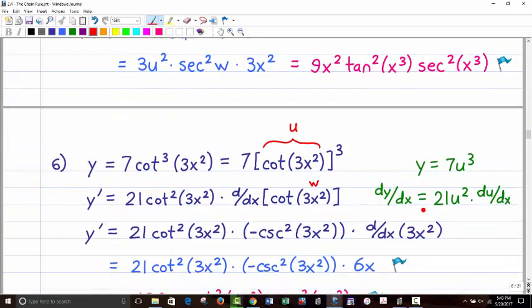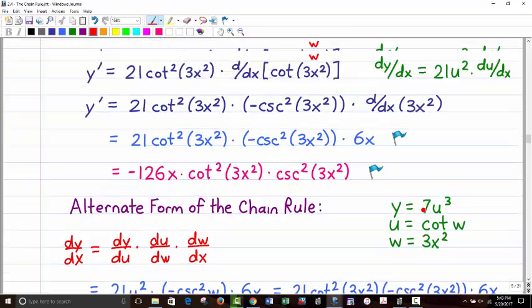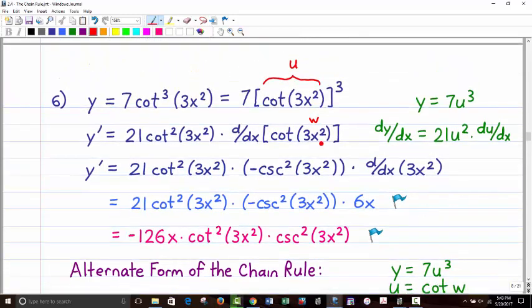Here's another one that's very similar. I did it both ways. This one, I'll just look at the first one real quick. Not worry about the second one. So it's 7 cotangent cubed of 3x squared. So what I would do is I wrote it like this, so you can see that that's what I call the inside part now. That's then raised to the third power. Makes it easier, I think, to visualize.